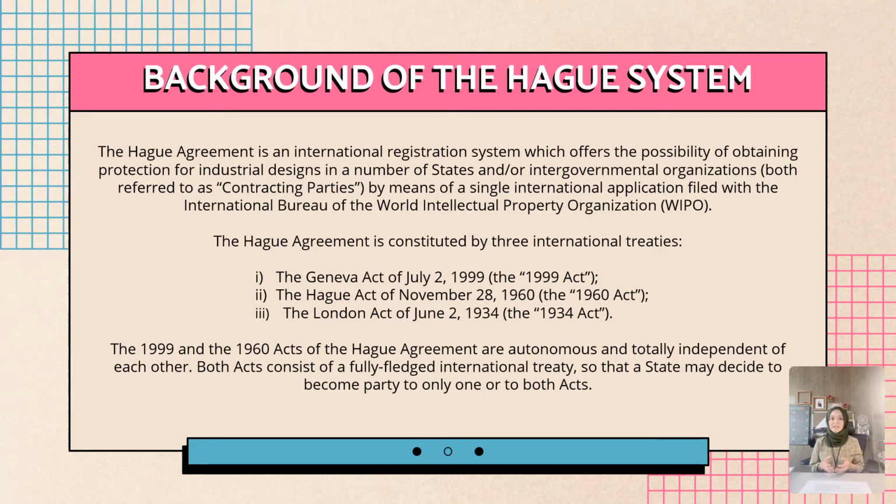And the Hague Agreement is constituted by 3 international treaties, which are the first one, the Geneva Act of July 2, 1999, and the Hague Act of November 28, 1960, and the last one is the London Act of June 2, 1934.